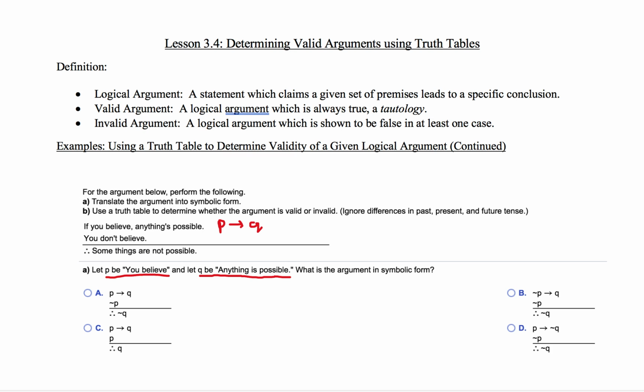Okay, let's look at premise 2. You don't believe. Well, we know that P is that you do believe. This is you don't believe. So this is going to be the negation of P. Okay, and then our conclusion, the part below the line, says some things are not possible. Well, we know that Q is that anything is possible. And now we're saying some things are not possible. So this is going to be the negation of our Q.